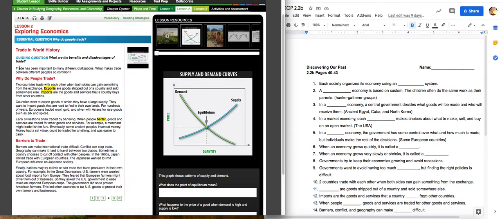As we continue to cruise now, it says, trade has been important to many different civilizations. What makes trade between different people so common? Two countries trade with each other when both sides can gain something from the exchange. Okay, so that was number 10. Here we move into number 11. Exports are goods shipped out of a country and sold somewhere else. Imports, moving on with number 12, are goods and services that a country buys from another country.